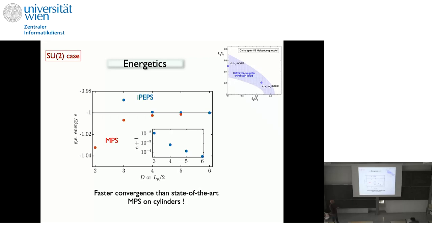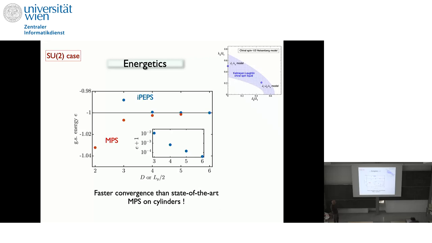It's converging with the bond dimension very fast, almost exponentially fast. This is a semi-log plot. So the energy is very accurate. With D equals 6, we get around 10 to the minus 5 accuracy in the energy. So that's the first criterion: faster convergence than state-of-the-art MPS on cylinders.